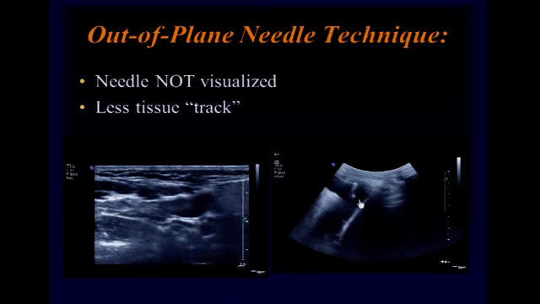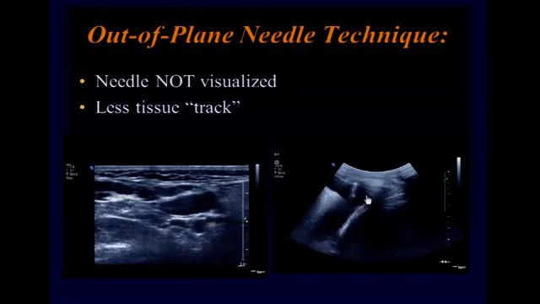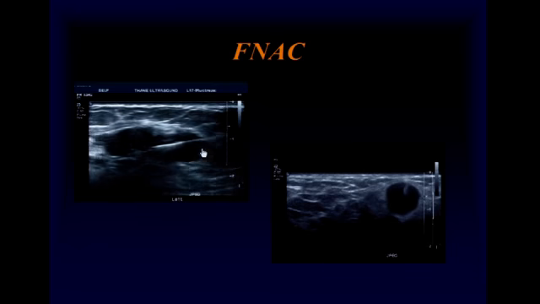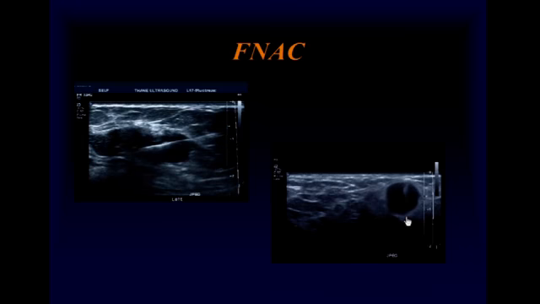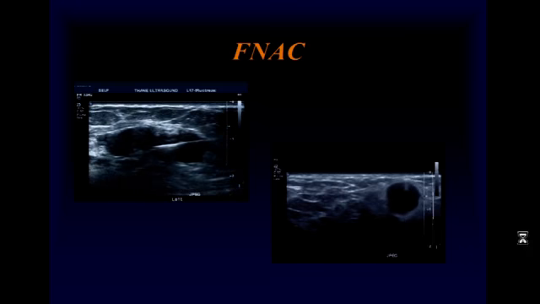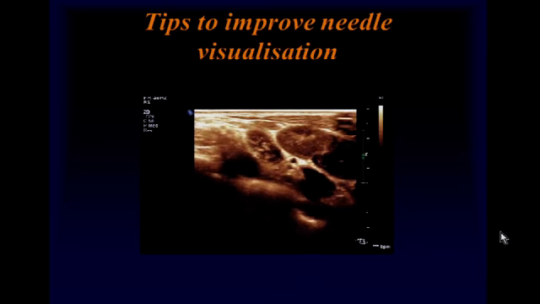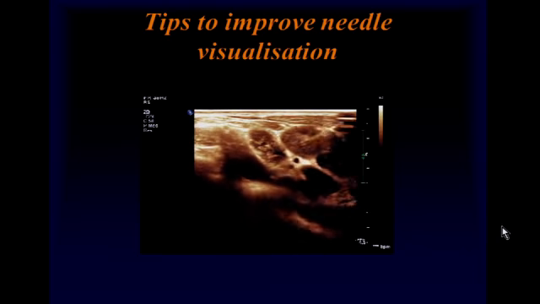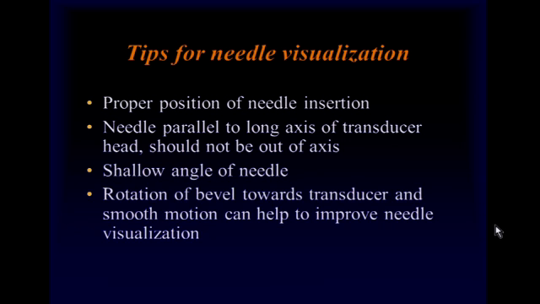Sometimes, when the area where you are working is very small, we might have to go out of plane. So here we have two examples of an FNA being done on lymph nodes. This is an in-plane example where we can see the needle through and through, and this is out of plane where we can see only the tip of the needle. It's very important to see the needle through and through, right from the point you enter the skin till you reach your target. And there are several tips which can be useful to improve needle visualization.